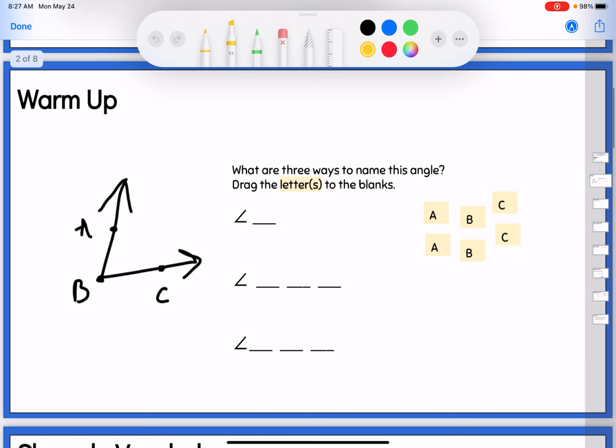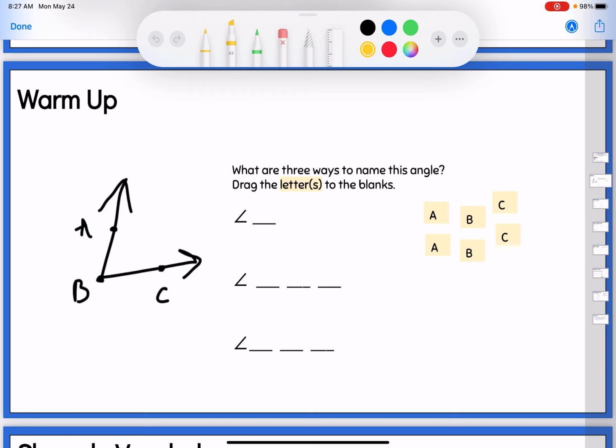So just as a little warm-up, what are just 3 different ways to name this angle? I've given you a hint that there's one way to do it with only 1 letter, and there's 2 ways to do it with 3 letters, and I even show you all the letters over here. So I'm just wondering how much you know from before about naming angles.